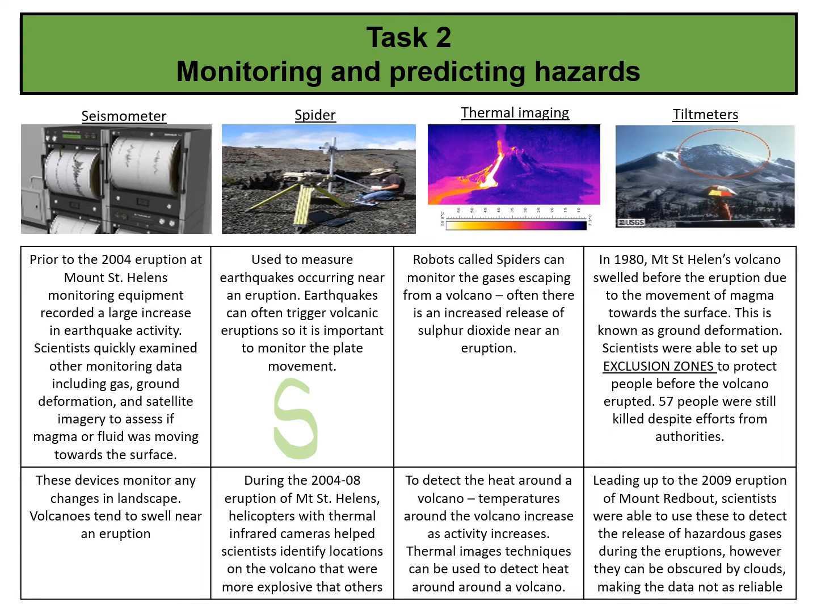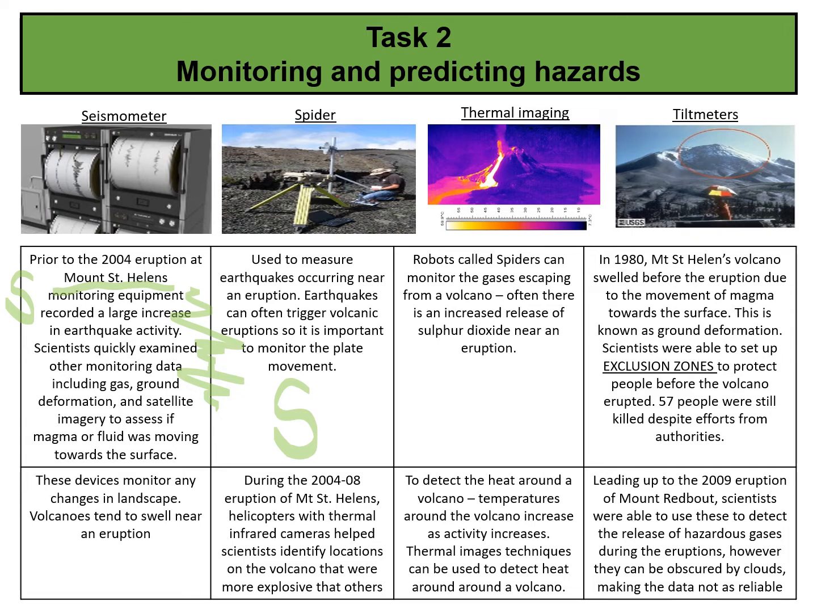Well, prior to the 2004 eruption in Mount St. Helens, seismometers were able to detect earthquake activity. So they were able to identify. Because they could see that these lines were starting to go more like this, they then were able to use different techniques to double check. So they used multiple different scientific equipment to identify that an earthquake and then possibly a volcanic eruption was about to happen. So the next one then is a spider.